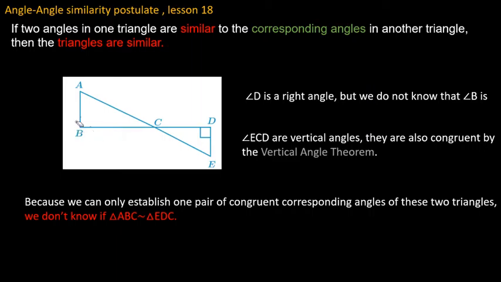Although it's very likely that angle B is a right angle, it wasn't told to us, therefore we cannot assume it unless you have some sort of other information to leverage. Okay, so again, this is not enough information. One more time, the angle-angle similarity postulate tells us that if two angles in one triangle are similar to their corresponding angles in another triangle, then the triangles are similar.